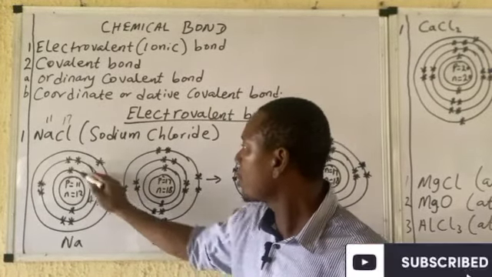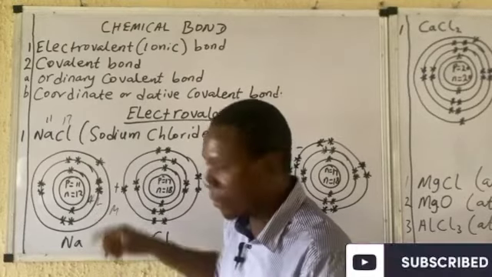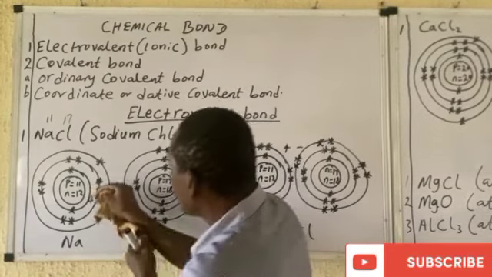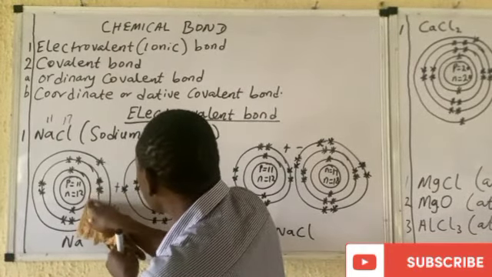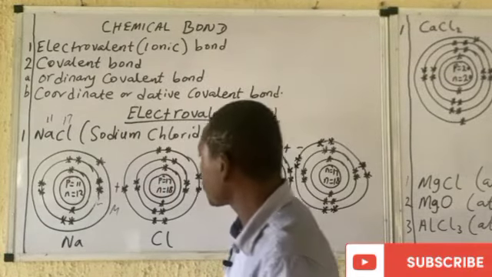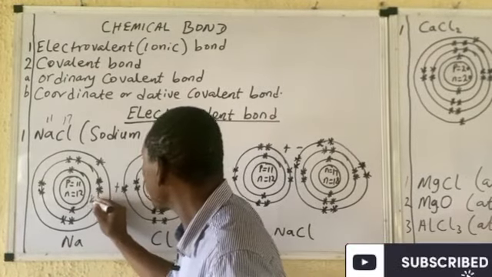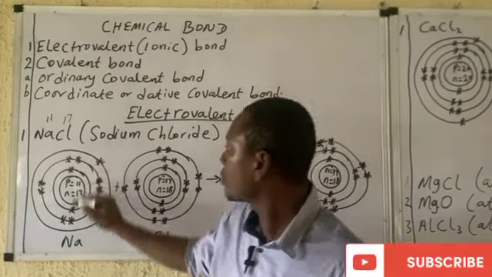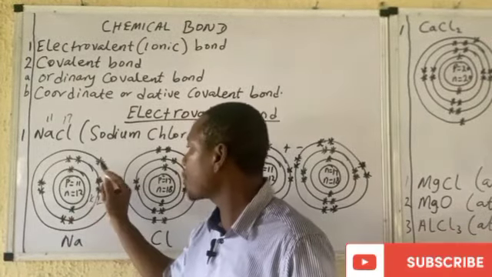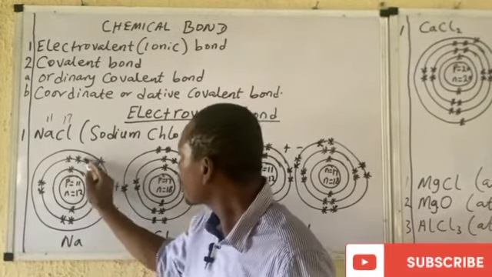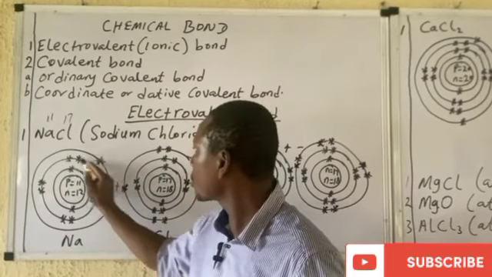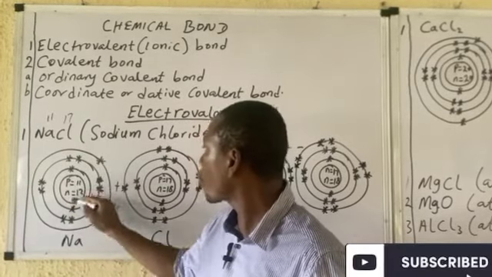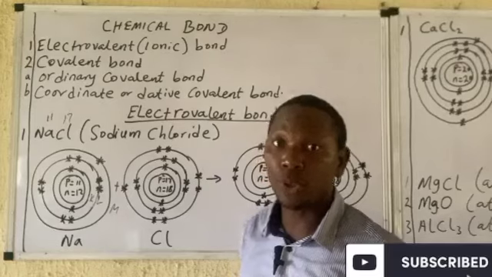The first shell, we get it as the K shell, and it takes a maximum of 2 electrons. The next shell takes a maximum of 8. So you put 8 electrons in this, 1, 2, 3, 4, 5, 6, 7, 8. So 2 plus 8, that is 10 electrons already.